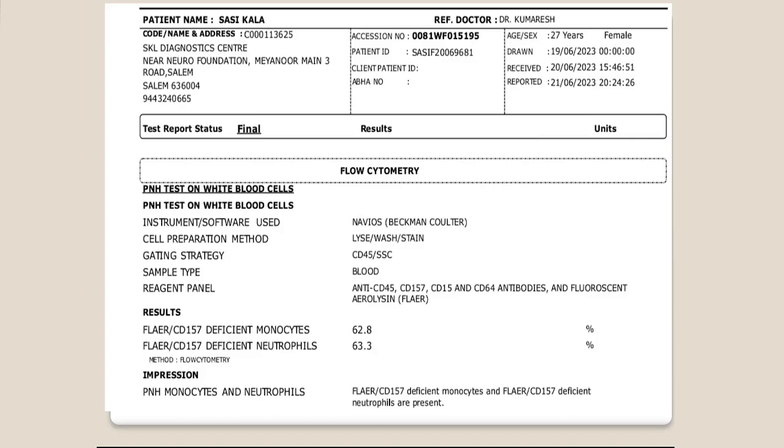So the report came as more than 60% of clones deficient in CD157, pointing towards a diagnosis of paroxysmal nocturnal hemoglobinuria. So this patient was having paroxysmal nocturnal hemoglobinuria with acute kidney injury, and the patient might have had the disease for at least more than 5 to 10 years based on the long-term deposition of hemosiderin in these patients.